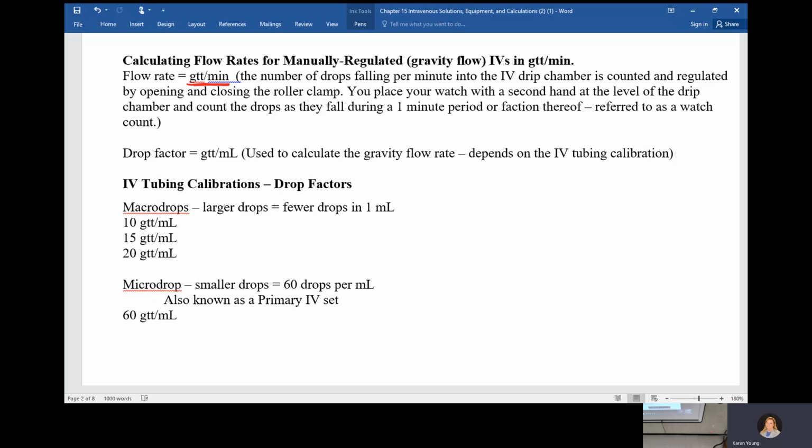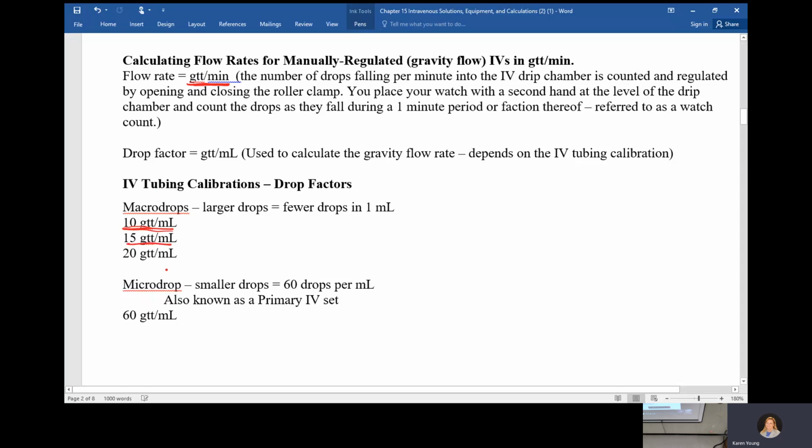But when you're doing gravity flow, you will always be given IV tubing. Okay, the IV tubing sets your drip factor. It sets how many drops are going to flow into the drip chamber. So if you've got IV tubing that is calibrated as 10 drops per milliliter, then in that drip chamber, 10 drops are falling every milliliter, and it'll fill up the milliliter.